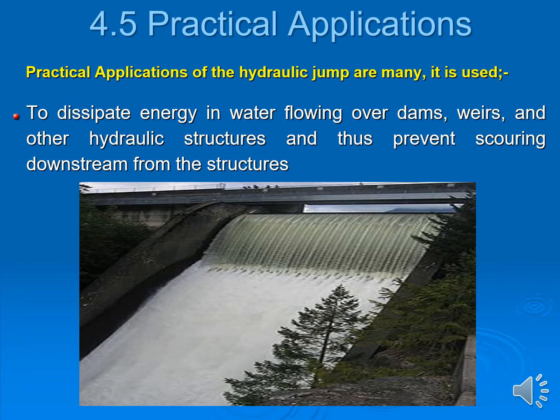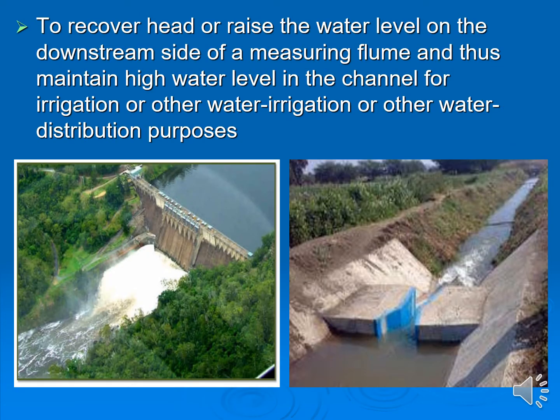This is the practical application of hydraulic jump, which is to dissipate energy in water flowing over dams, weirs and other hydraulic structures, and thus prevent scouring downstream from the structures. And to recover head or raise the water levels on the downstream side of a measuring flume, thus maintaining a high water level in the channel for irrigation or other water distribution purposes.